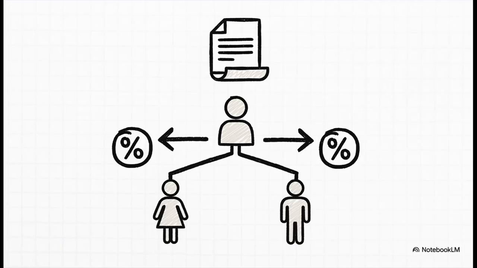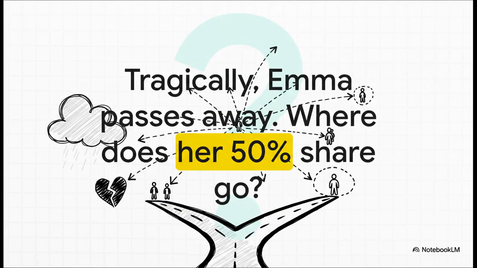So we'll use a really simple family scenario. Let's say you've named your two children, Emma and Noah, to split your life insurance benefit 50-50. Seems totally straightforward, right? But then an unforeseen tragedy happens, and Emma is no longer there to inherit her share. This is the fork in the road that changes everything. What happens to that 50% you always intended for her and her family?